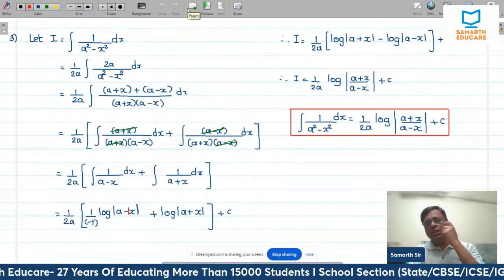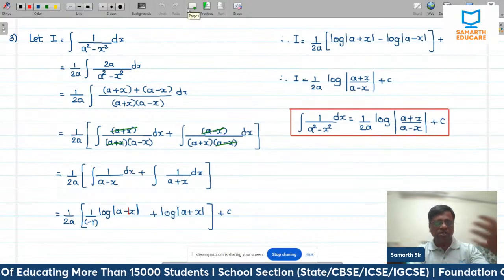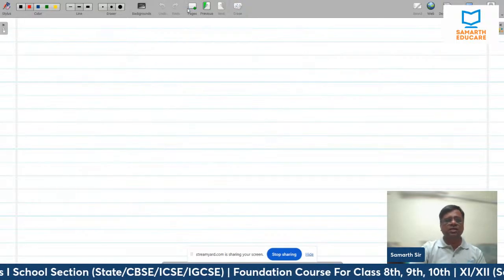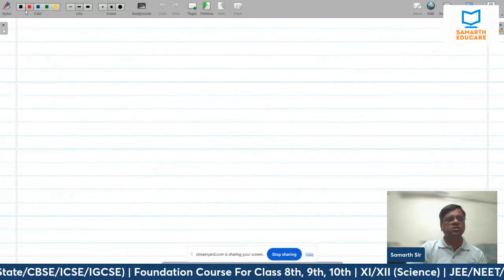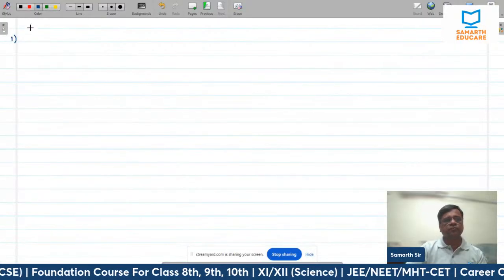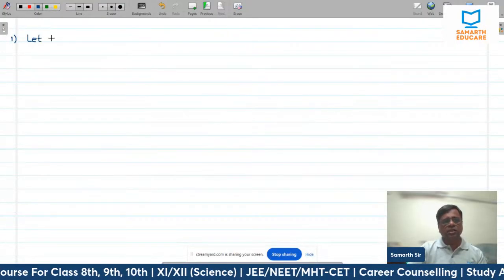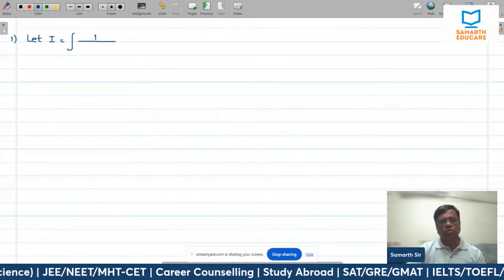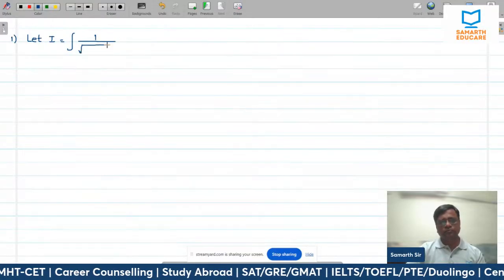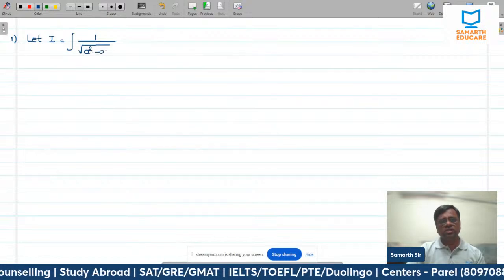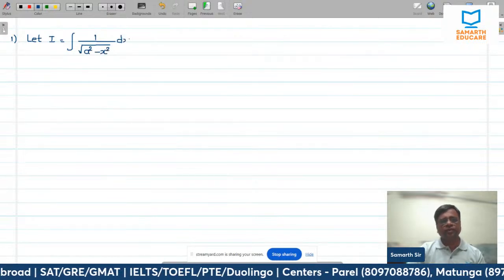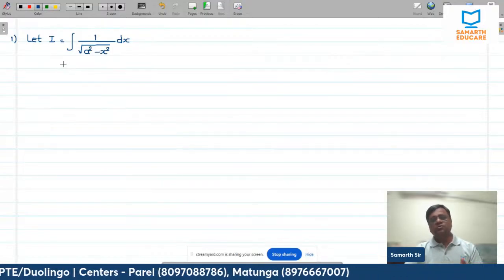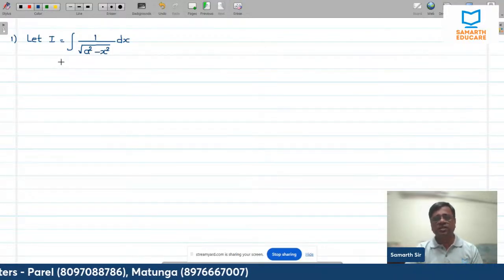Now we are going to do extensions of these; rather there are three sets. This was the first set. The second set that I'm going to start right now is number 1. Let I equal to the integration of 1 upon root of a square minus x square dx. Now again, this comes from the standard substitution that we have studied in derivatives.